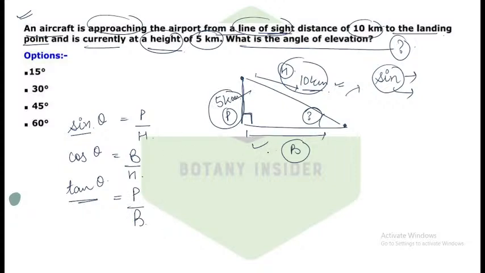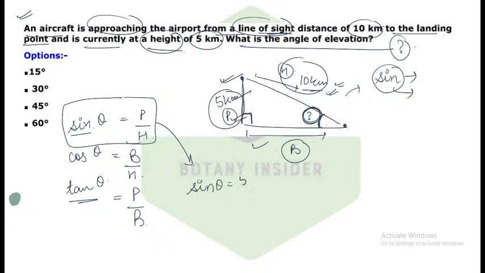In this particular question, you need to find out this angle. For finding out this angle, you need the relationship between perpendicular and hypotenuse. That means you need to take into consideration the sin theta value. So sin theta is equal to perpendicular, given to you as 5, and hypotenuse, given to you as 10. Simple. Sin theta is equal to 1 upon 2.